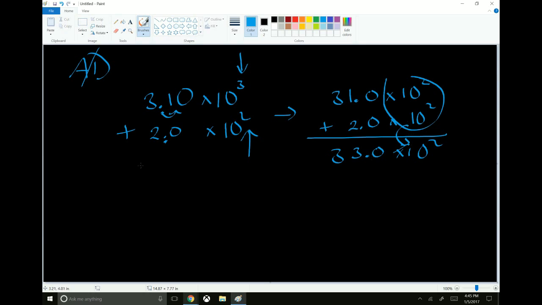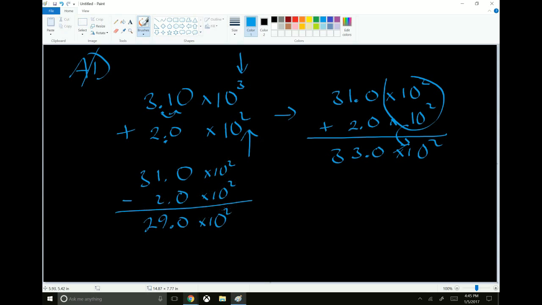Subtraction, same thing. 31.0 minus 2.0, times 10 to the second, would be 29.0 times 10 to the second. No big change. Like I said, calculators can handle these. You just need to also be able to do it yourself, just in case. Also, in case you put something wrong into the calculator, it might be a good idea to be able to recognize when the calculator is feeding you a nonsensical answer.